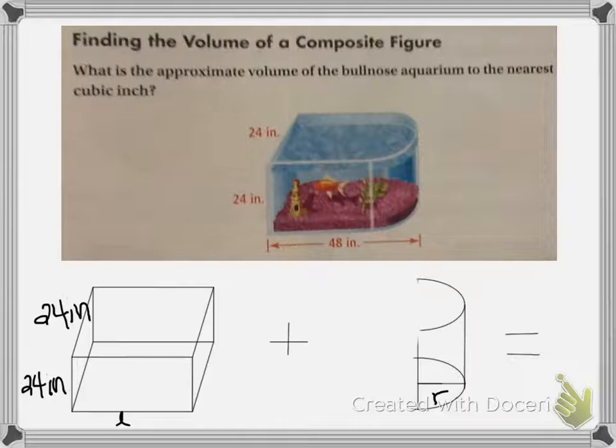I do know for sure that my rectangular prism has, I guess you could say, a width or depth of 24 inches. And it has a height of 24 inches as well, but I don't really know what the length is at the bottom. I can't say it's 48 because that 48 goes all the way across, including the radius of the cylinder. So I don't know what portion of that 48 goes to the length and the radius, but I can find out.